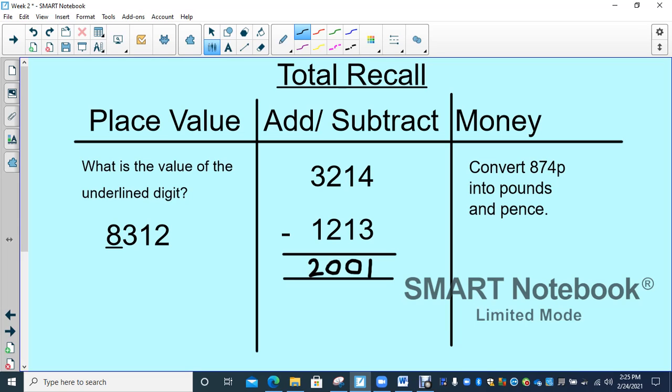And lastly, we are converting 874 pence into pounds and pence. If I know that 800 pence converted into pounds is 8 pounds, then I have my decimal point and then 74. Remember guys that with money, after your decimal point you always need 2 digits. And you don't need to write pence there if we've already got your pound symbol. Okay.